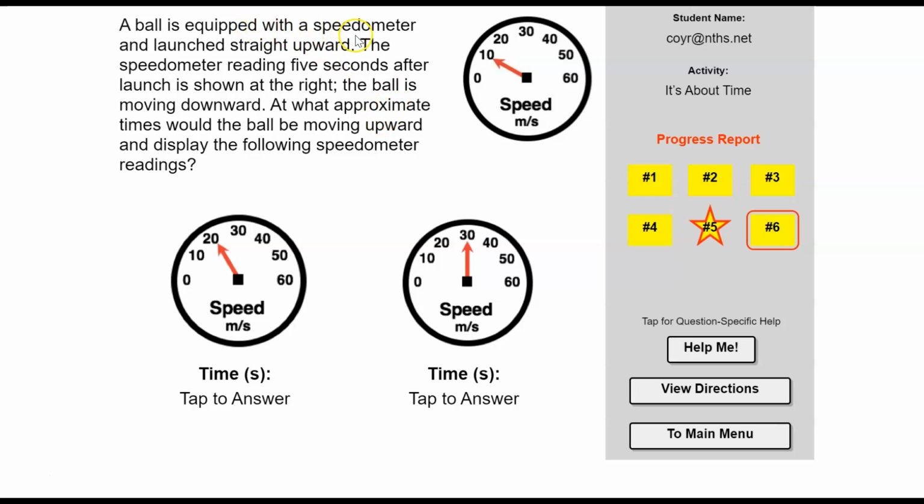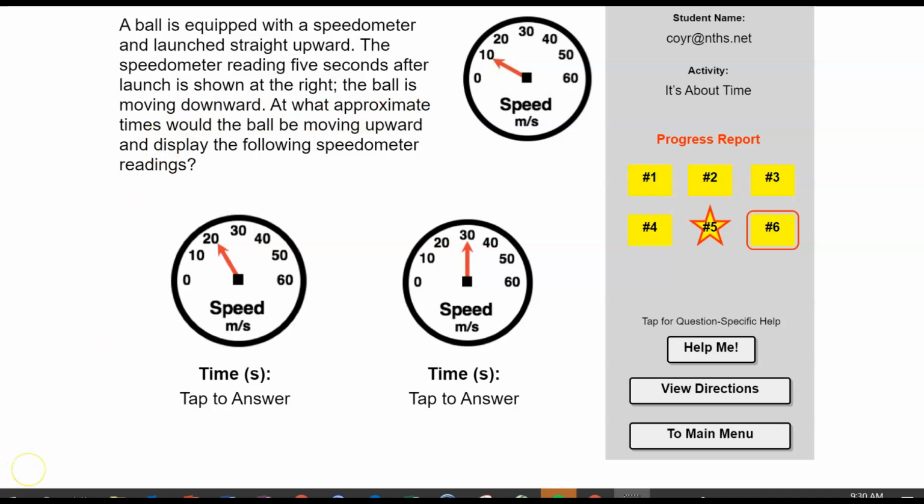So a ball is equipped with a speedometer, and it's launched straight upward. The speedometer reading 5 seconds after the launch is shown at the right, 10. Now we don't know if that's going up or going down. We just know it's going 10 meters per second at that point after 5 seconds. And it says the ball is moving downward. Aha! So from 5 seconds, it went up to the top of its path, and it came down to that 10 meters per second. So at what approximate time would the ball be moving upward and display the following speedometer readings?